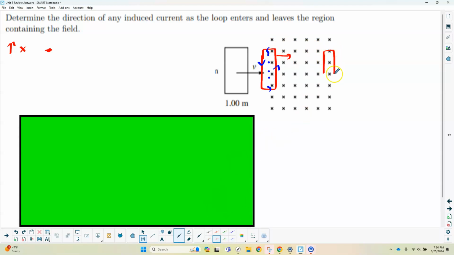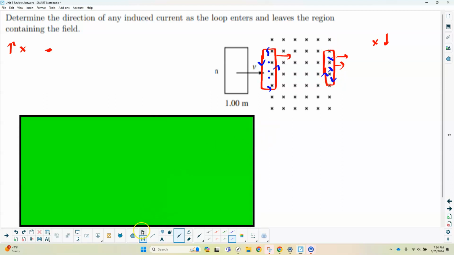So as it leaves, if we have that same area and it's moving to the right still, what's happening to the X's? The X's are decreasing, right? The magnetic field is getting less going through. So we want to oppose that change. So we're going to make X's. So we're going to put X's in here as it moves to try to keep the flux the same. So if you grab it so that you have X's, the current goes in the clockwise direction.